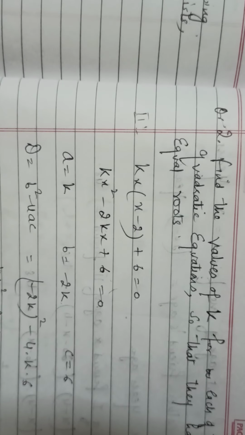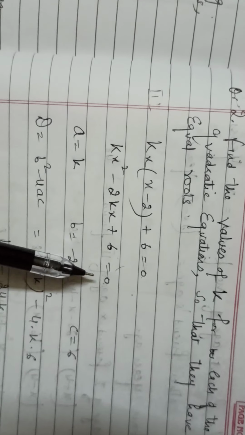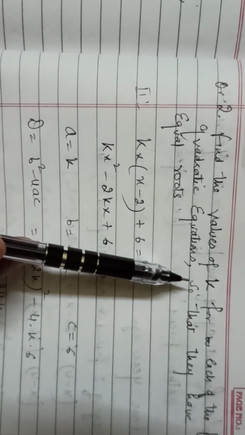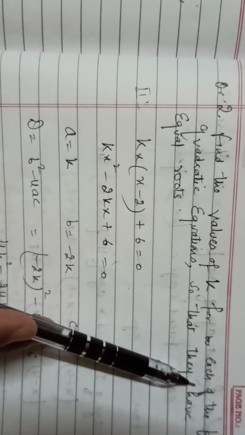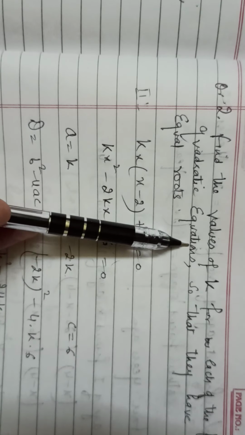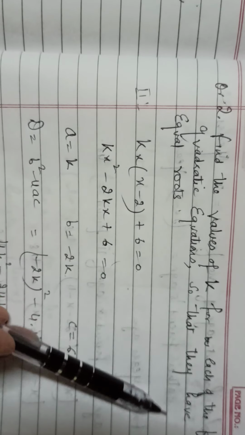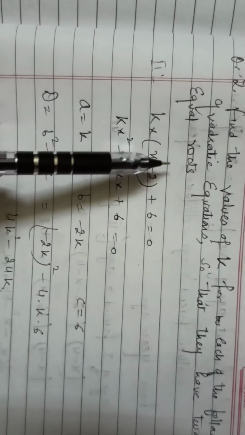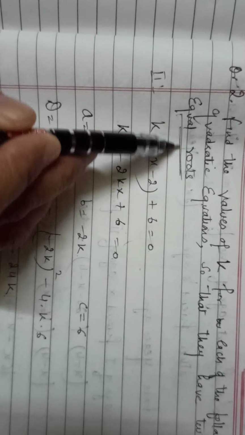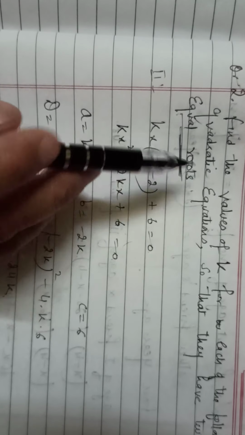Now come to question number 2. Question number 1, other parts you will do yourself. Question number 2: find the values of k for which each of the following quadratic equations has 2 equal roots. Equal roots condition is there. It means d should be equal to 0.